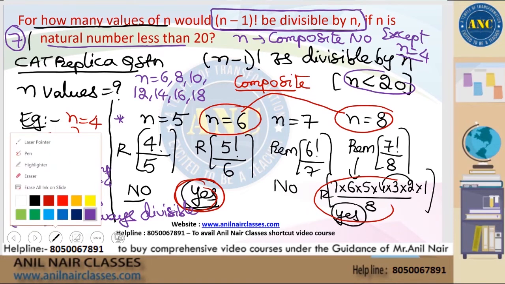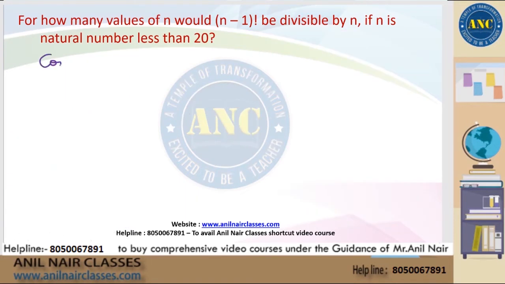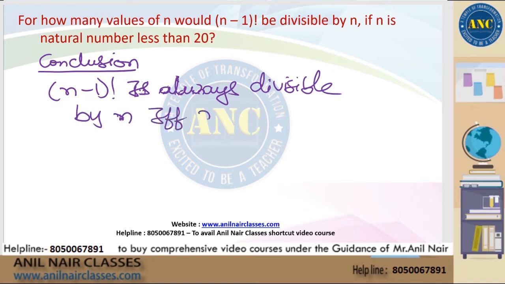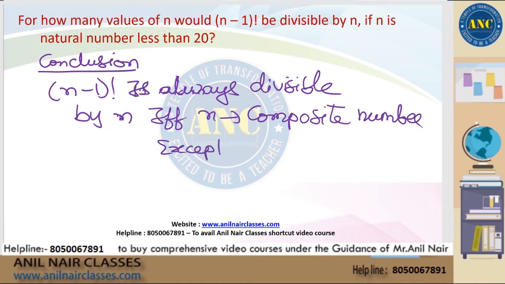We will write the important key point here. Conclusion: n minus 1 factorial is always divisible by n if n is a composite number, except n equivalent to 4. Every question, one concept we will discuss.